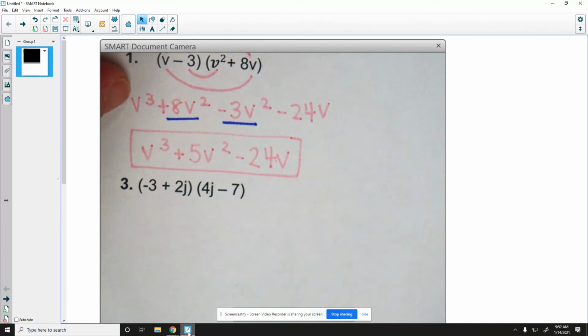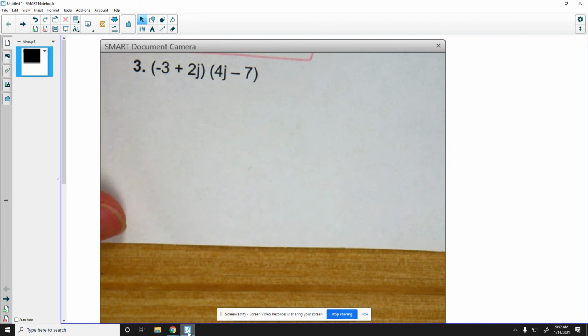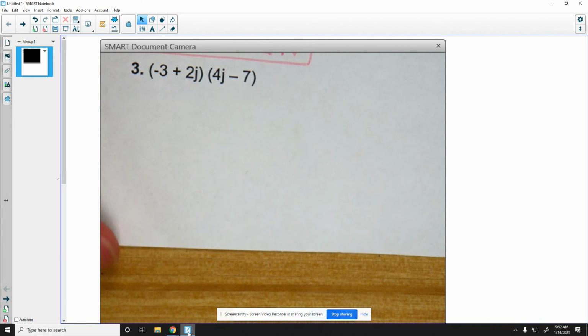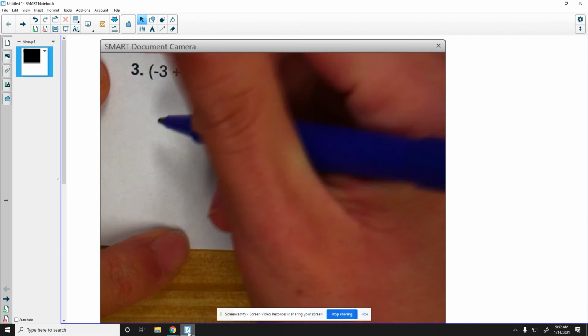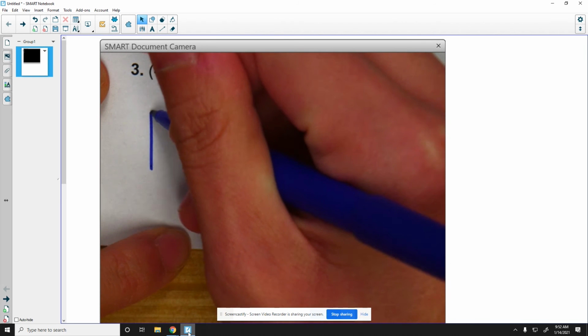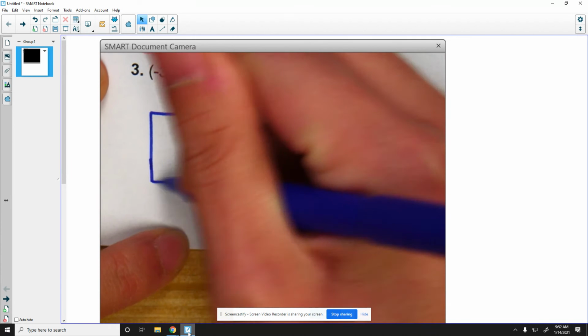Let's do number 3. Okay, so this one is hard because you have positives and negatives. So use any method you want to. I'm just going to do a different method. I did FOIL, but I'll do the box method this time. But you do any method that you like.